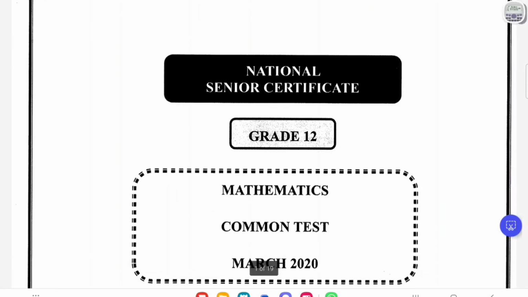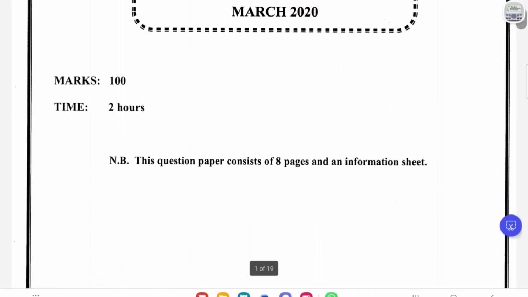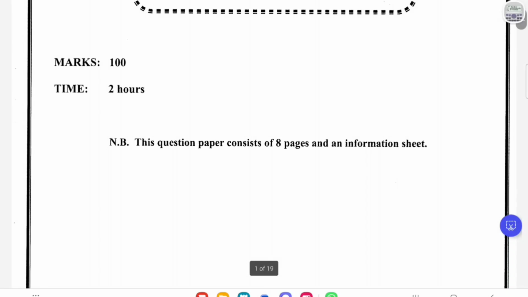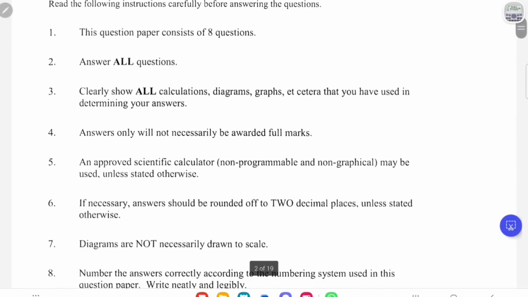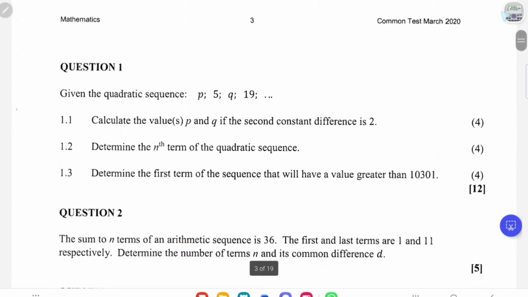Okay, so remember that this is just a preparatory video really for your March exam this year, 2024. Moving to the instructions, just remember that you need to round off to 2 decimal places unless stated otherwise. And also remember that the diagrams are not necessarily drawn to scale. So if something looks like 30 degrees, it doesn't mean that it's 30 degrees unless you can actually prove that it is 30 degrees. Okay, so with that being said, let's move on to the first question.